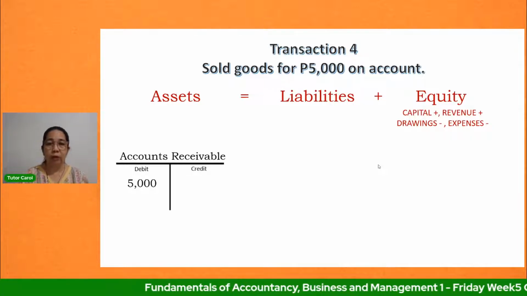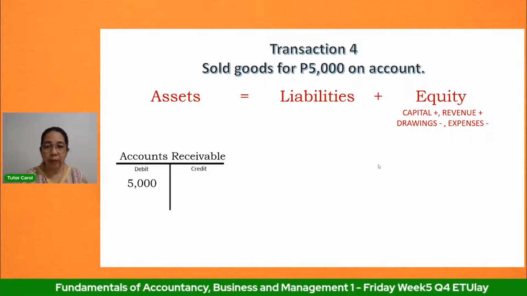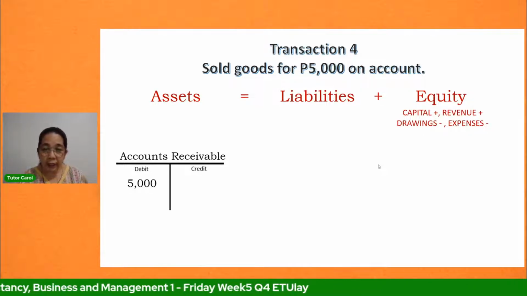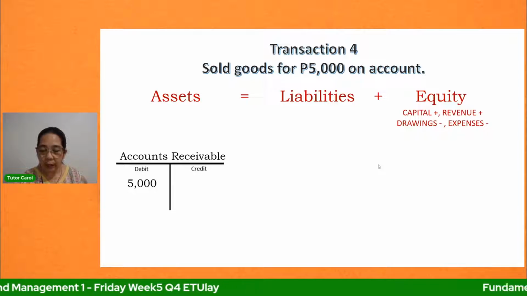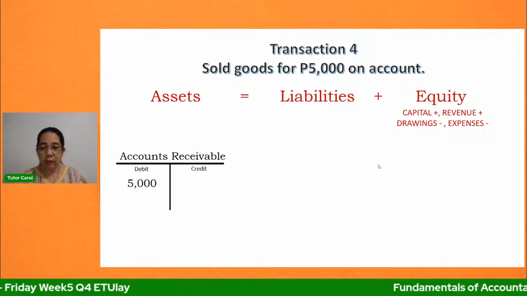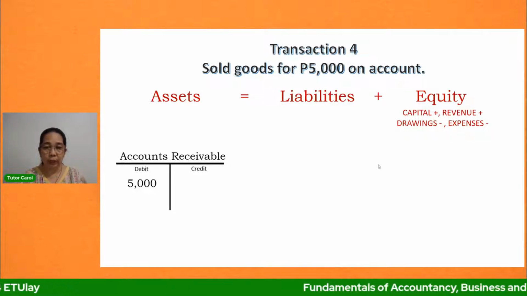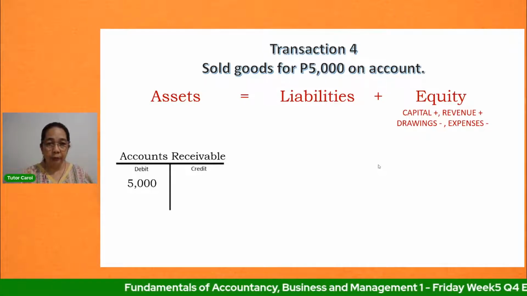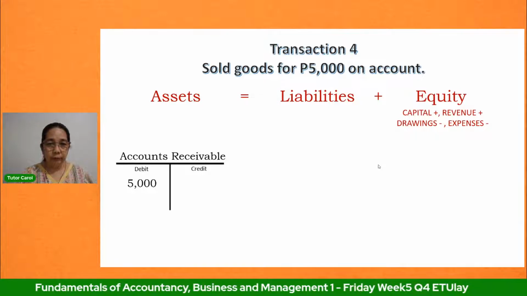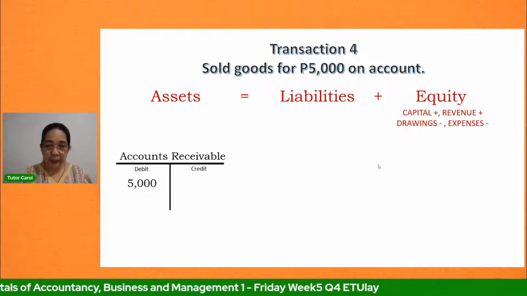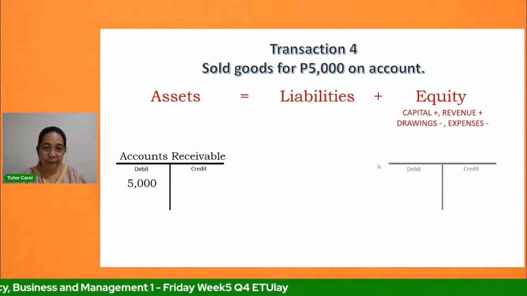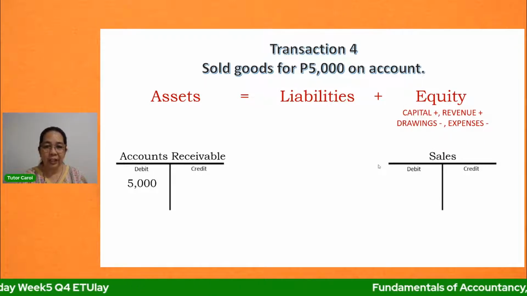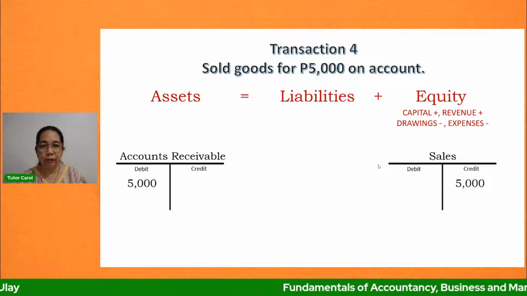Meron tayong revenue. Okay, may revenue tayo. Okay, so sales. Okay, so meron tayong credit sales, 5,000 pesos. Yan. So, yan siya. Okay, next please. Yan. Okay, credit sales, 5,000 pesos.